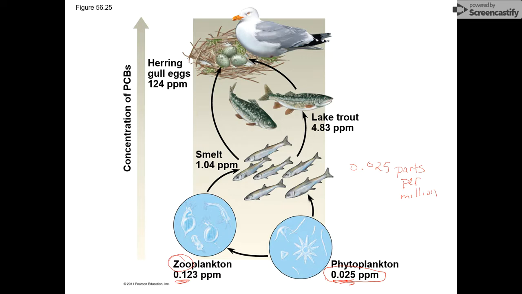Notice that it's up an order of magnitude, right, from 0.02 to 0.1. And then when we go up to the smelts, we're going up another order of magnitude. And then the lake trout, not quite an order of magnitude, but much, much bigger, right? And then if you look at the herring, up to 124 parts per million. So that is biological magnification.